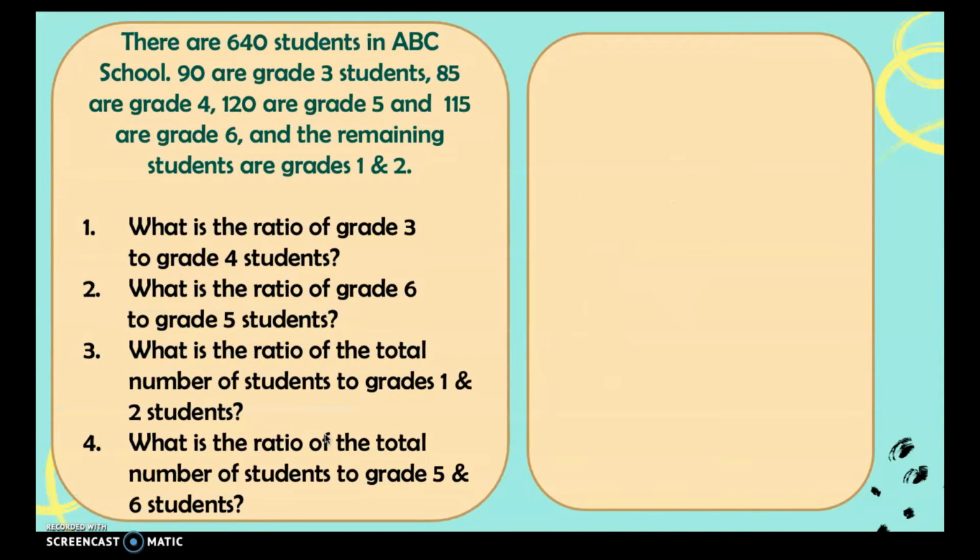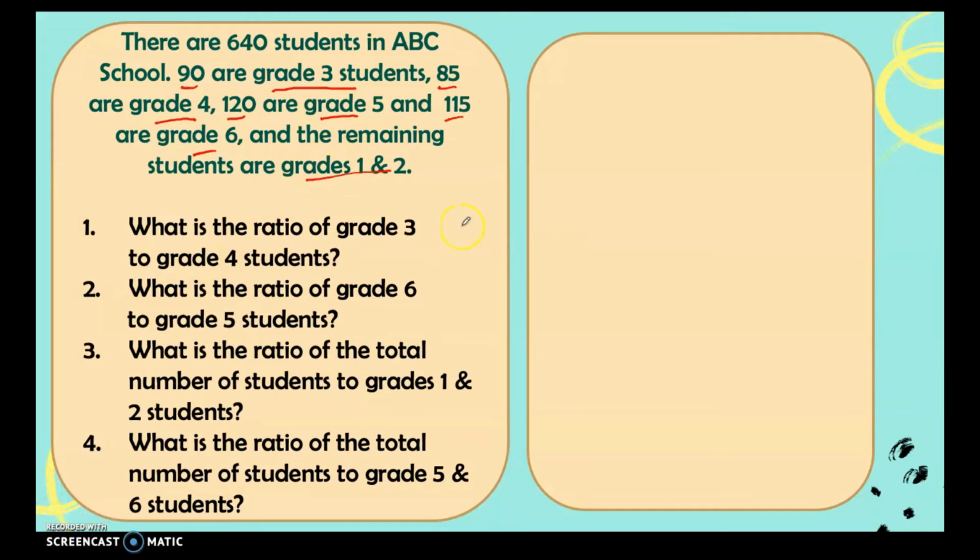Next, let's evaluate this kind of scenario. There are 640 students in ABC school. 90 are grade 3 students. Let's take note of the numbers. 90 are grade 3 students. 85 students are grade 4, and 120 are grade 5, and 115 are grade 6 students. And the remaining students are grades 1 and 2.